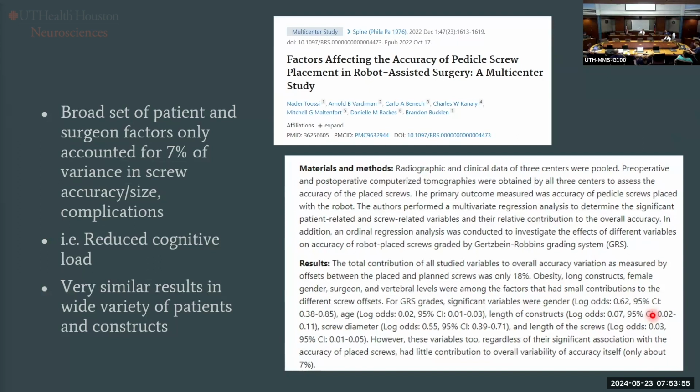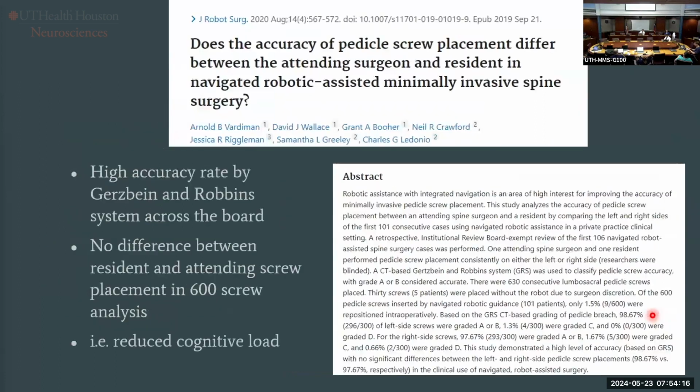And it only accounted for 7% of the variance in the intended placement versus actual placement, which is to say that this robotic system is reducing cognitive load. So it doesn't matter who the surgeon is or what the patient is like or what you're facing, you're going to have similarly accurate results with very high accuracy.